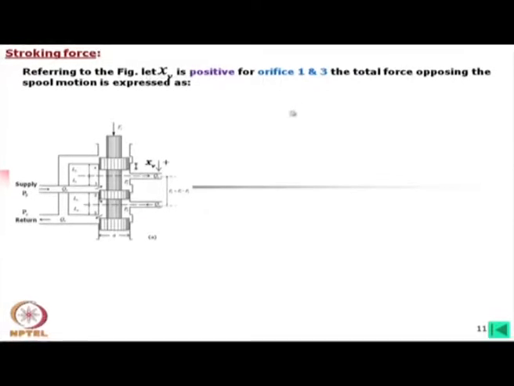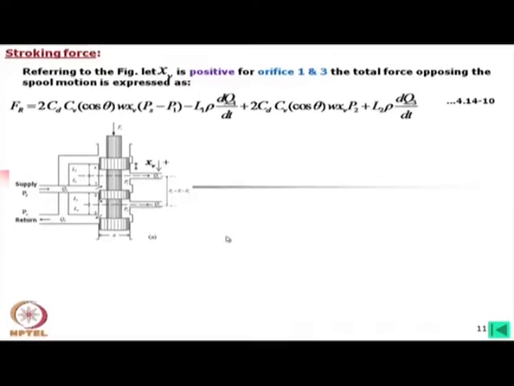Now, let x_b be positive, with the positive direction given for orifices 1 and 3. The total force opposing the spool motion is expressed as follows, considering the critical center valve. So again we have come back to the original figure which I described in the last lecture. Then we are considering the flow through orifices 1 and 3.